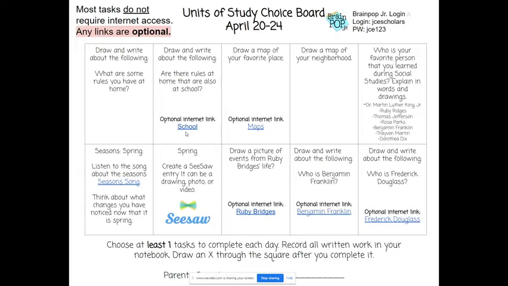For any of the BrainPop videos that your students may try to access, here is the BrainPop login here. The login would be JCE Scholars and the password would be JCE123. Again, those are not required, they are optional.